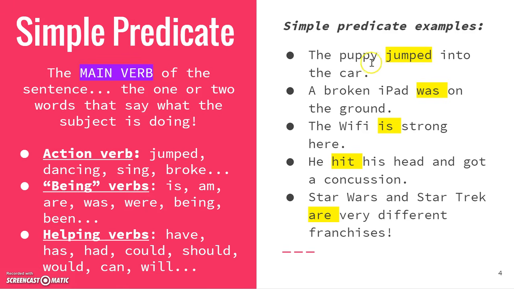So here we go. Here, the word jumped is our smallest, most narrow predicate. It's our one predicate main verb. Was, is, hit, and are all predicate verb examples.